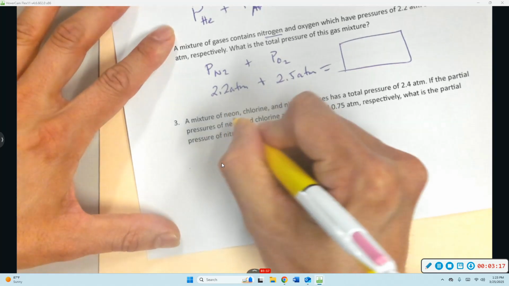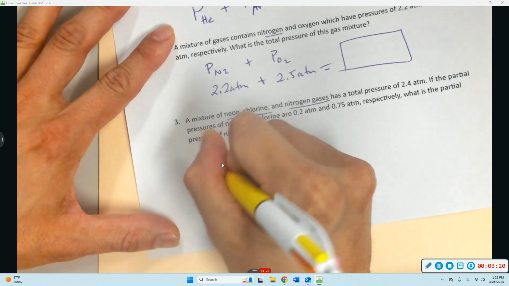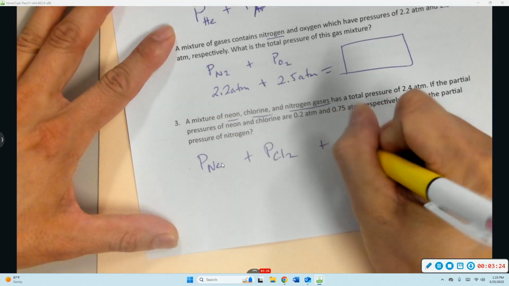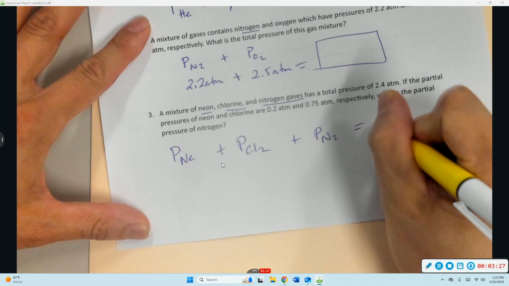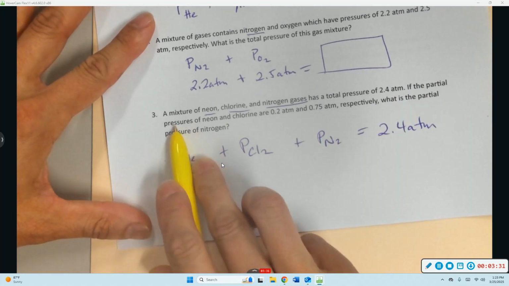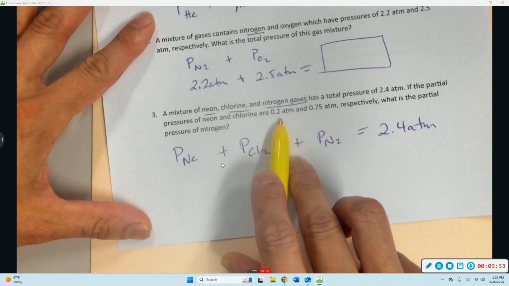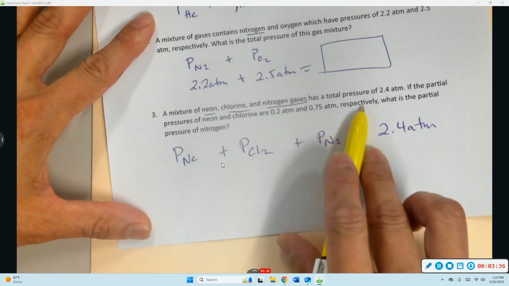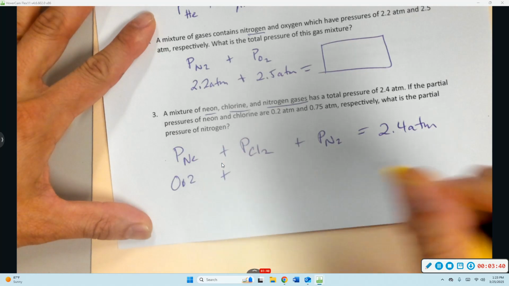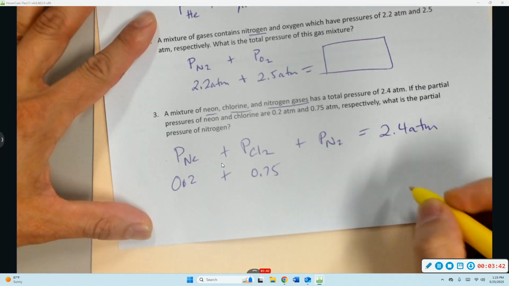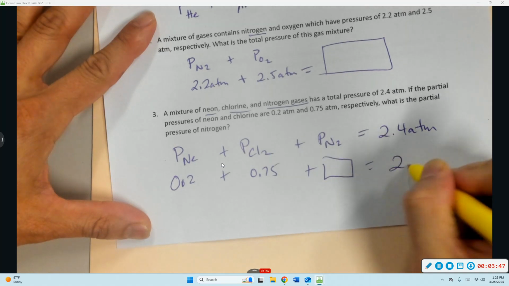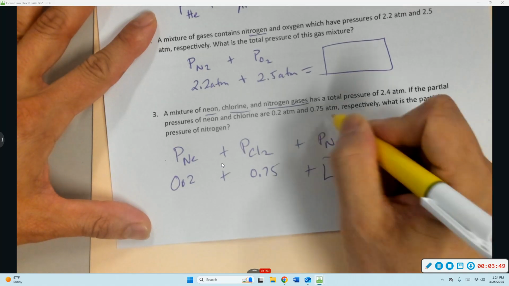A mixture of neon, chlorine, and nitrogen gas. So you have pressure of neon plus pressure of chlorine, diatomic, plus pressure of nitrogen has a total pressure of 2.4 atm. The partial pressure of neon and chlorine are 2.2 and 0.75 respectively. That means in the same order. So 2.2 plus 0.75 plus pressure of nitrogen here is equal to 2.4 atm. I gotta check, they're all atm, so it's good.